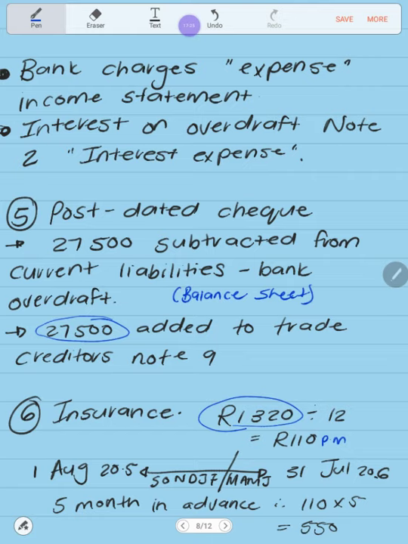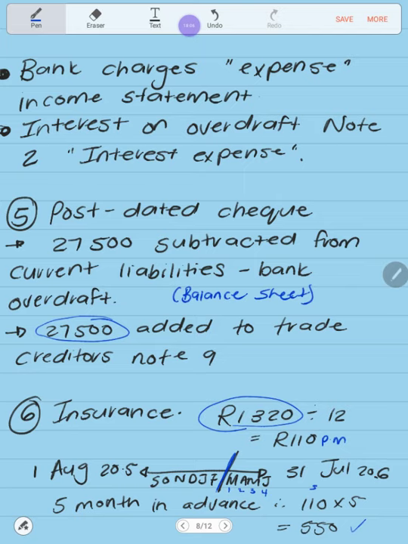Important, your timeline: we took this out on the 1st of August 20.5 and it expires the 31st of July 20.6. And again, your financial year ends in February, so you want to know how much of this money you have paid in advance. So if we work out our timeline from the 1st of August to the 31st of July, in advance I've paid for March, April, May, June, and the whole of July. So 5 months have been paid in advance. So I take 110 times 5, which will give me a total of 550.